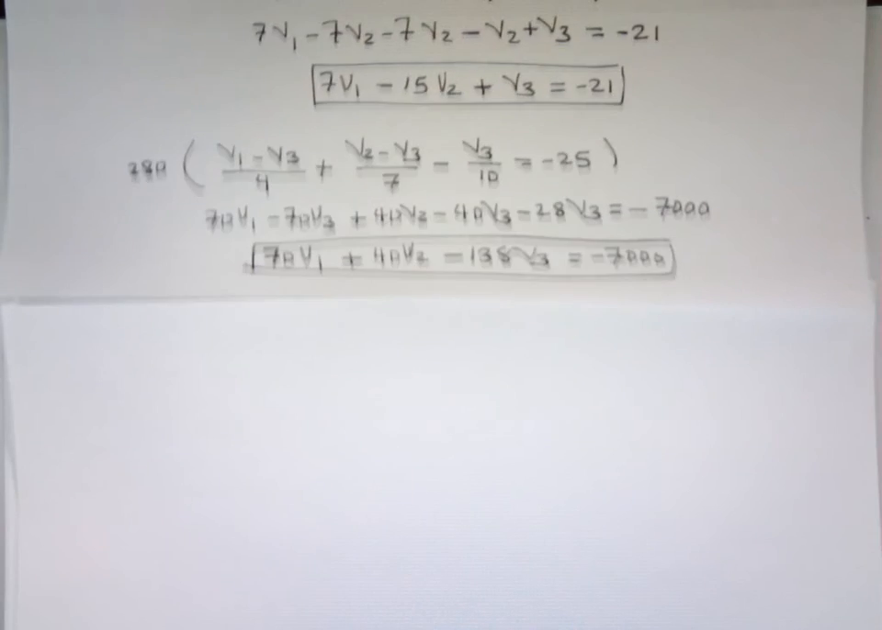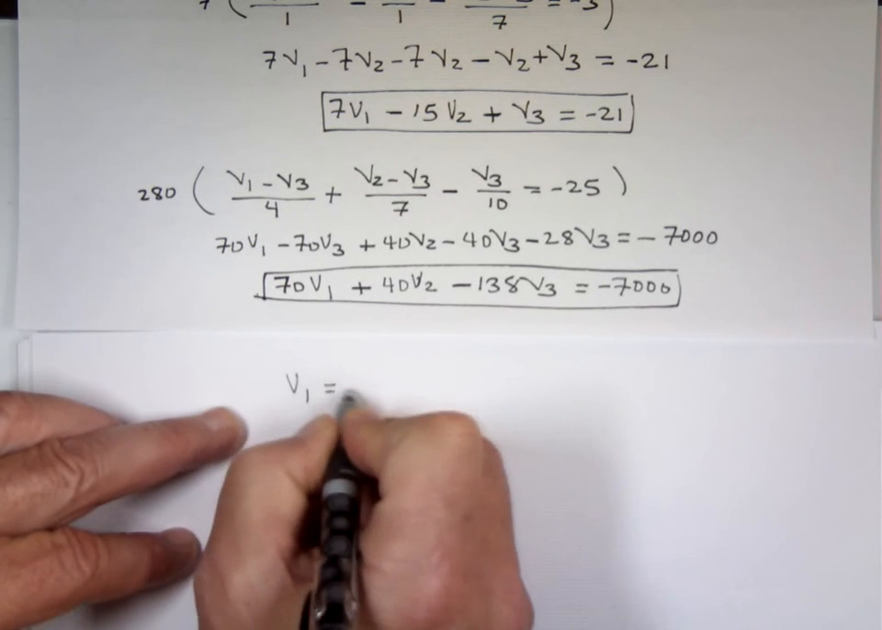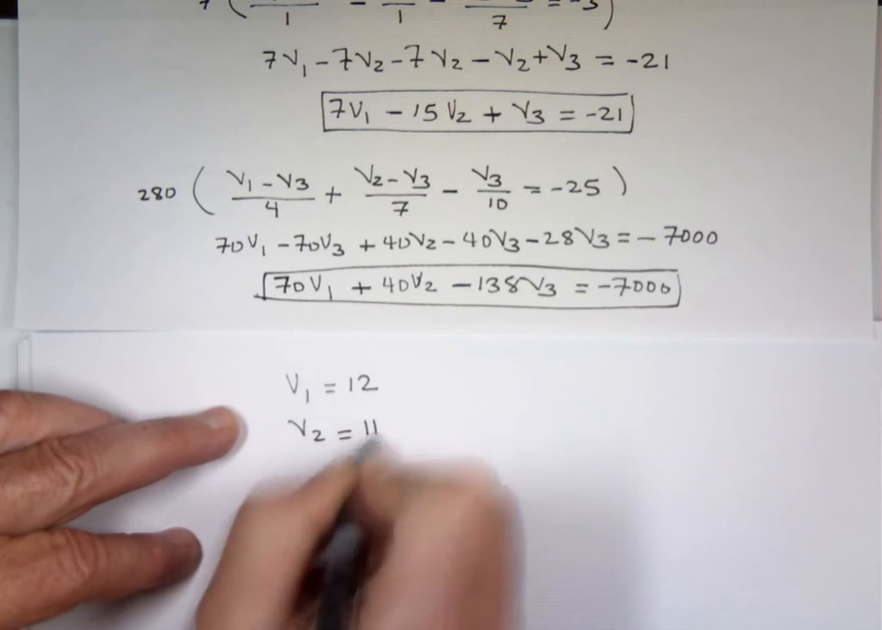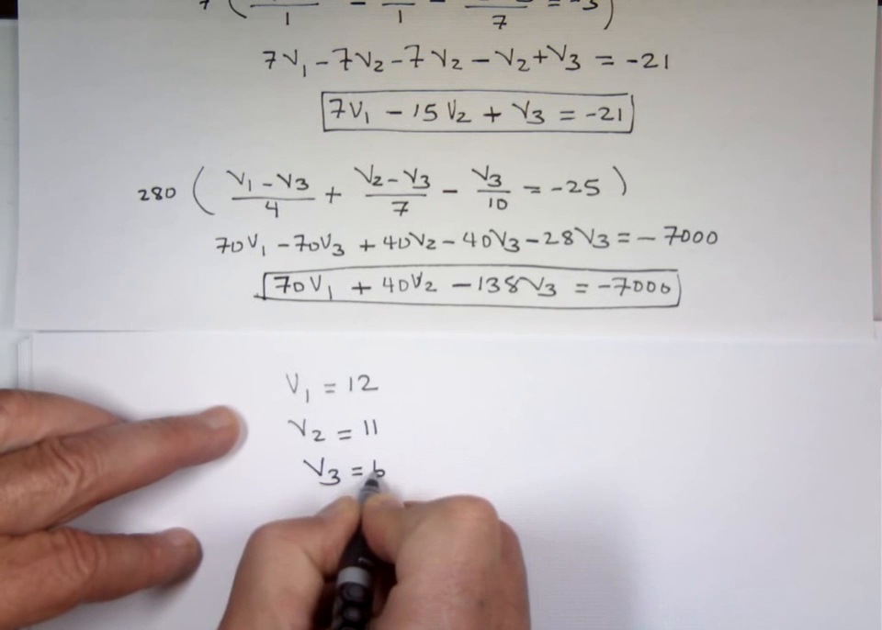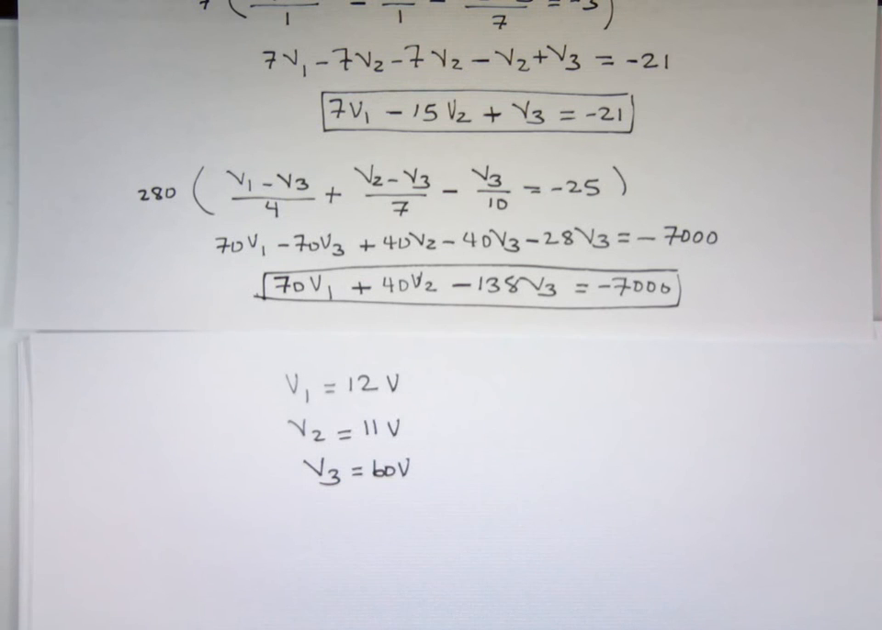So you get V1 equals what, 12? Yep. And V2 equals 11. And V3 equals what? 60? Yep, 0. So you really want to get used to your calculator because you're going to be using a lot of these. 3x3, 4x4, 5x5. So whatever method you know how to do it, go ahead and do them.